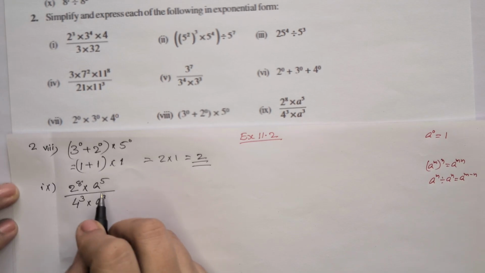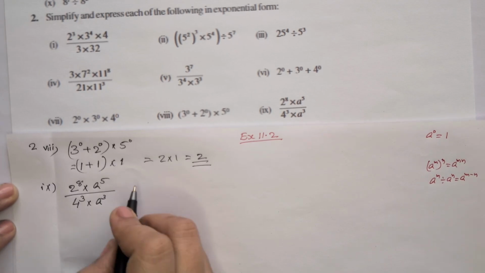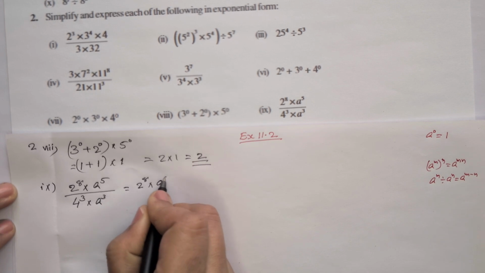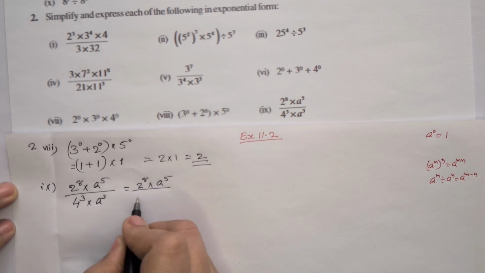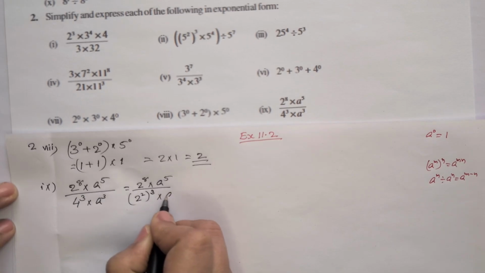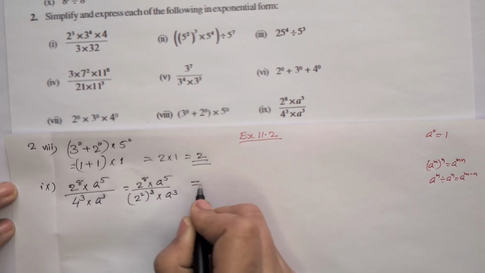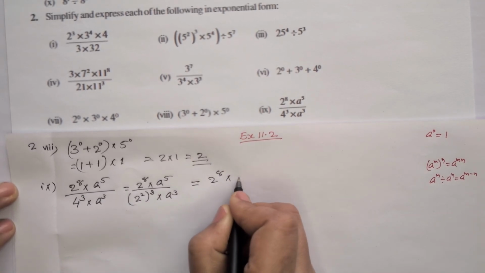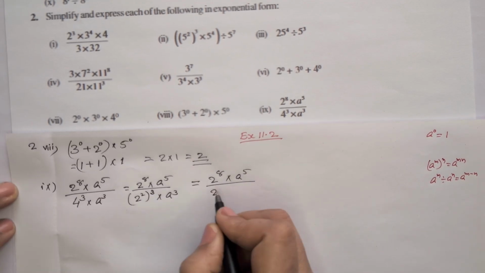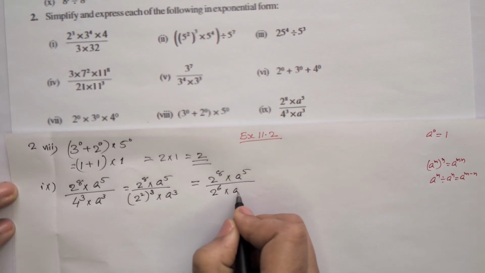Next one, 2 raised to 8 into a raised to 5 by 4 cube into a cube. We can write this as 2 raised to 8 into a raised to 5 divided by 4. We can write 4 as 2 square, that raised to 3, into a cube, which is equal to 2 raised to 8 into a raised to 5 divided by 2 raised to 2 into 3, 6, into a cube.